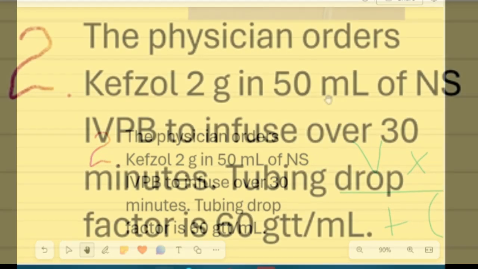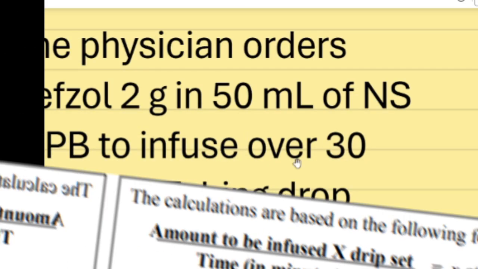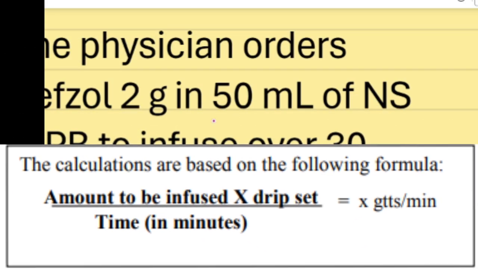Here in this problem, the physician orders Kefsol 2 grams in 50 milliliters of normal saline IV piggyback to infuse over 30 minutes with a tubing drop factor of 60 drops per milliliter. Again, now you have a bunch of numerical values. How do I know which one to work with? Using our formula again, we know we're dealing with volume right here.